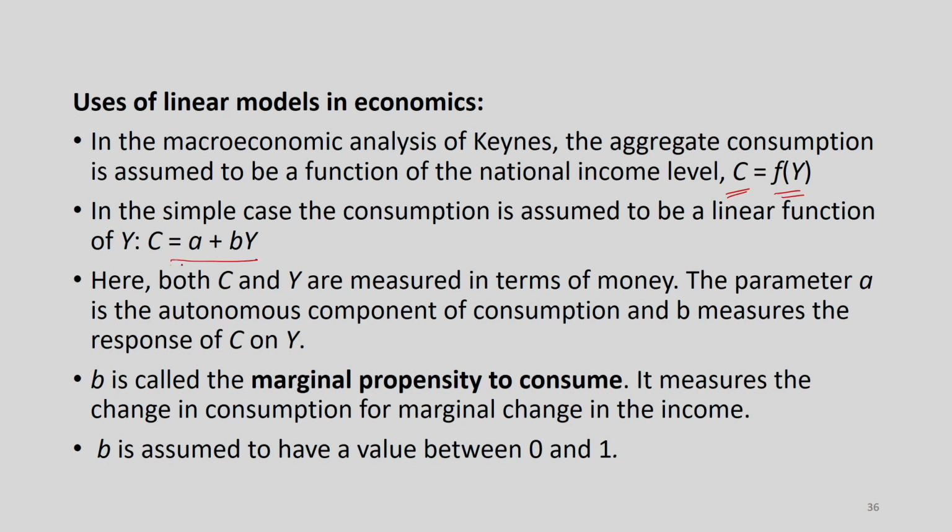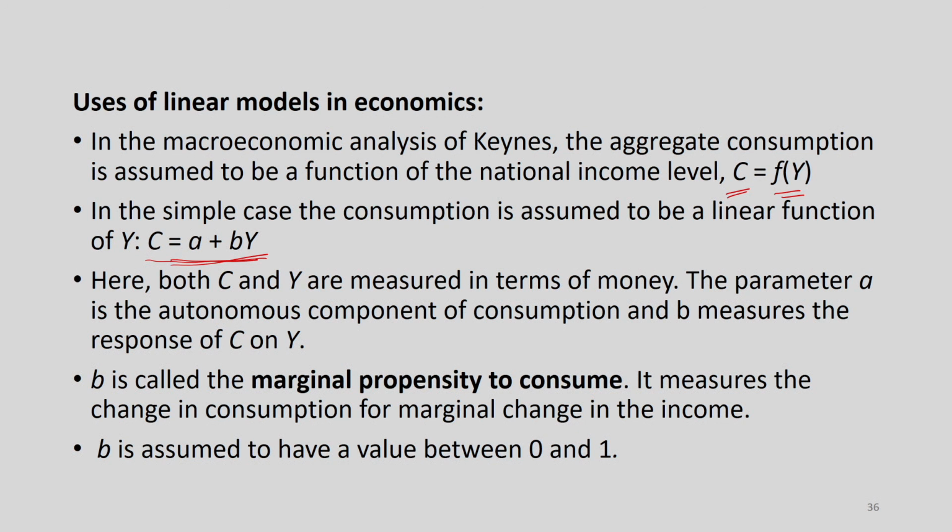We know that the linear function can be of this form. So, capital C is equal to small a plus small b multiplied by capital Y. Here C and Y are measured in terms of money. The parameter A is the autonomous component of consumption and B measures the response of C on Y, that we have seen before. So, A here is the intercept term, it does not change with respect to the value of the independent variable. Here the independent variable is Y.